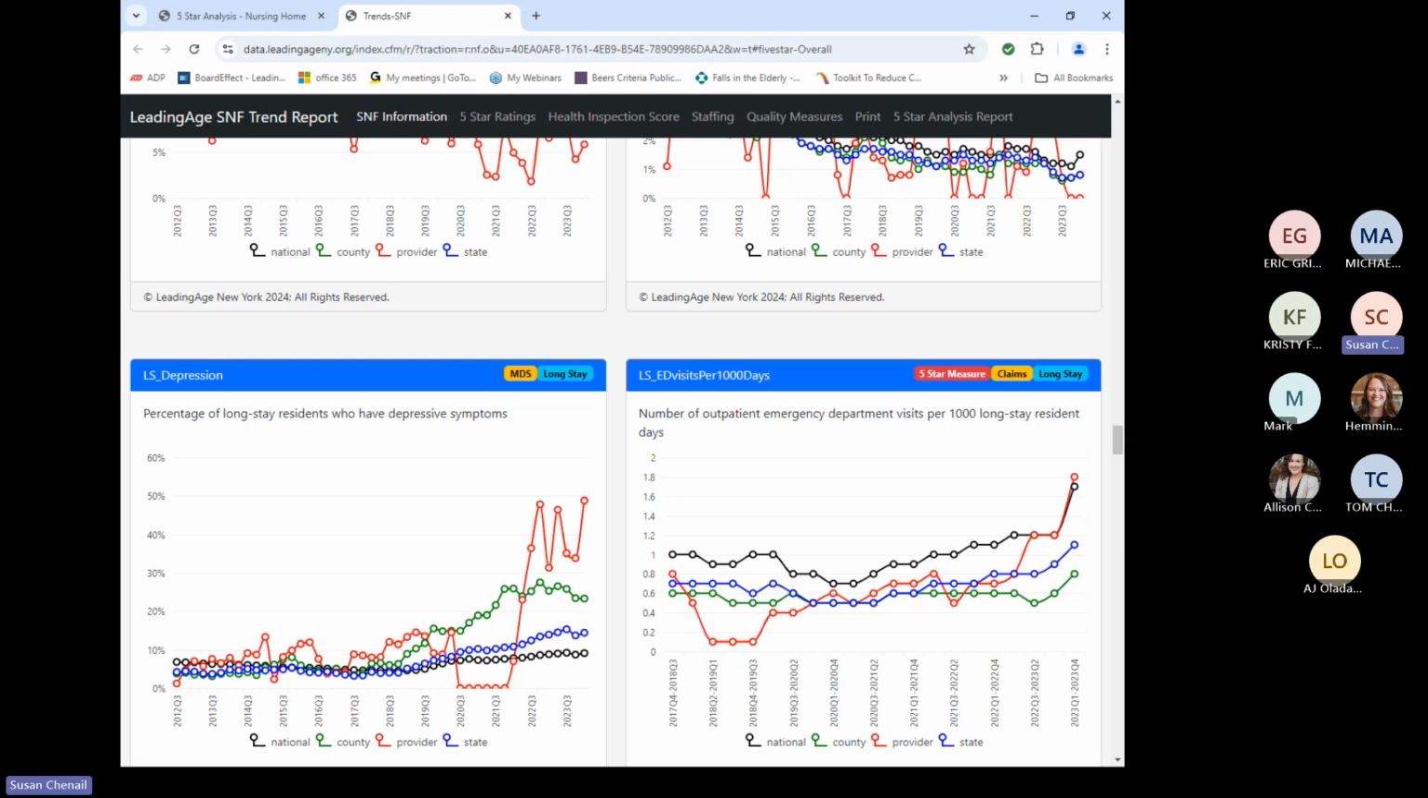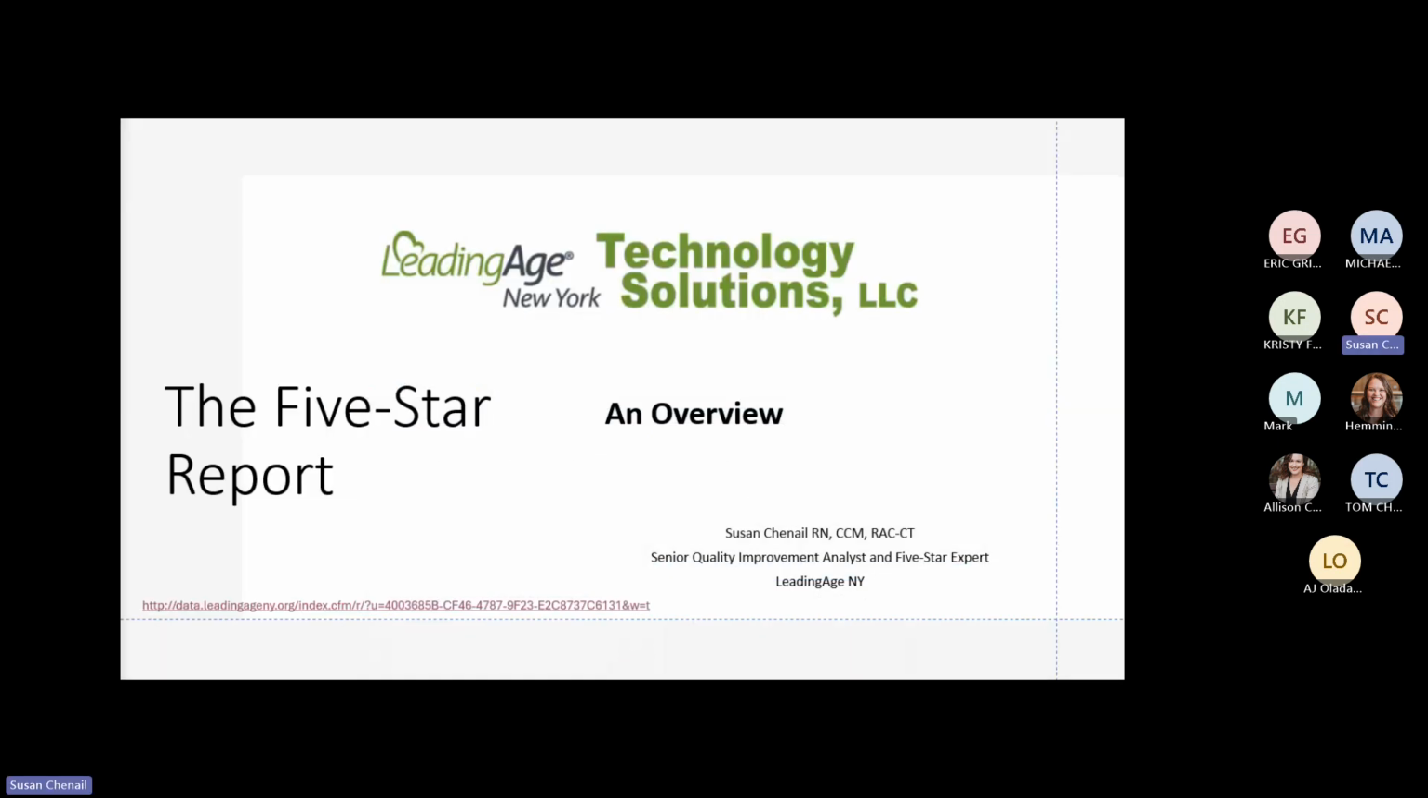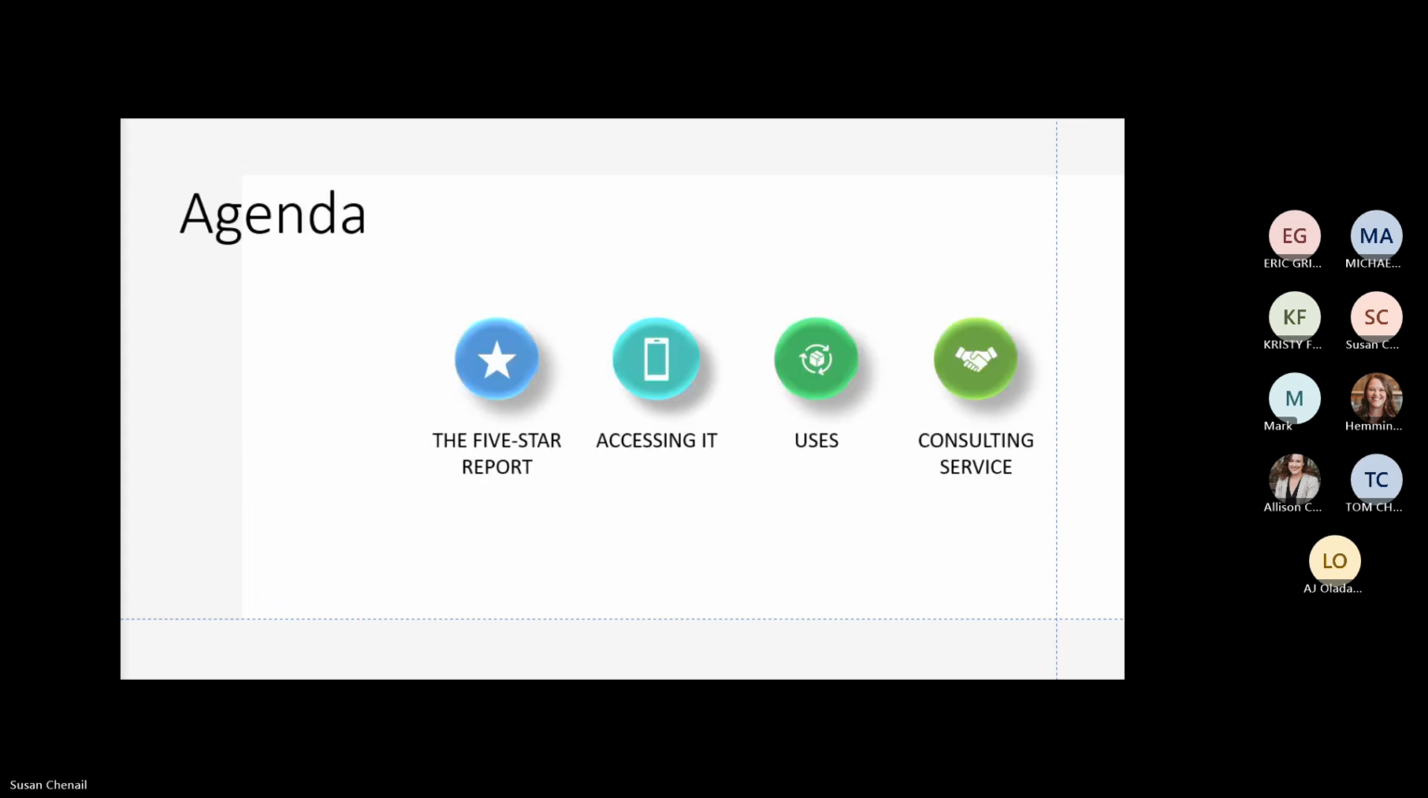Okay, let's go back to the presentation. And the next few slides just provide what the five-star report is, how it can be accessed, how it can be used, and the availability of a consulting service that provides a deep dive into your facility's most recent report.